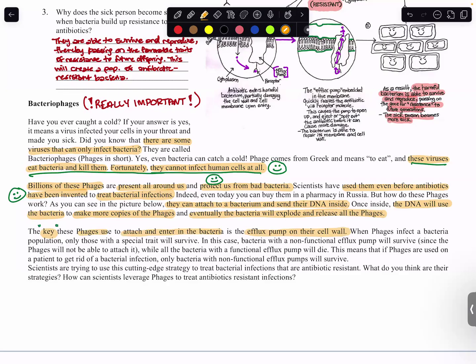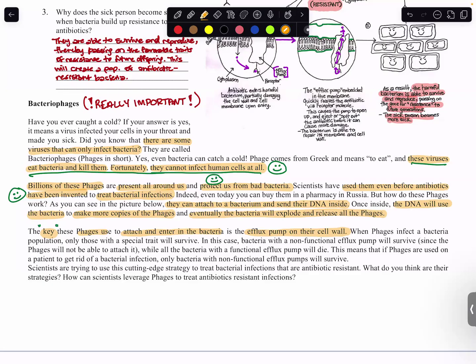Oh my God. So the efflux pump that we were just talking about that spits out the antibiotic, that's the same place that these phages use to attach and enter the bacteria, right? So that's a trade-off for the bacteria to have an efflux pump. What's the benefit? It spits out the antibiotic. What's the cost? It makes them vulnerable to a viral infection and possibly being killed by these phages, these viruses.